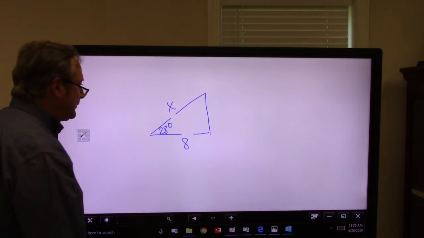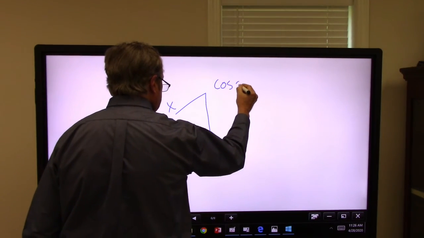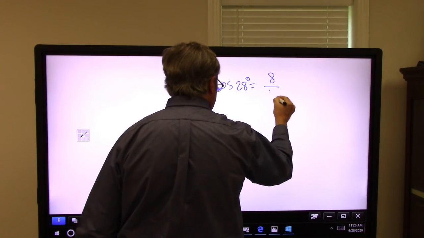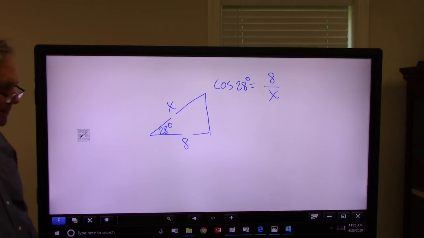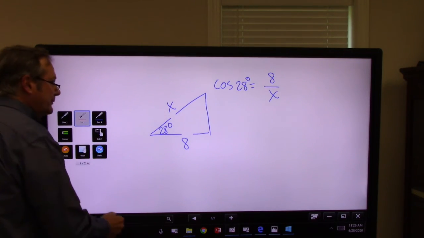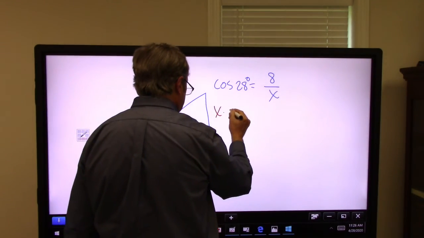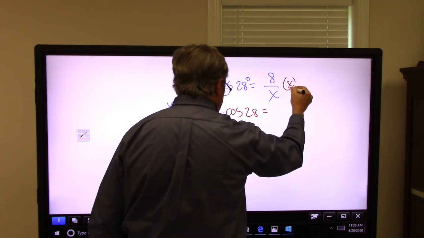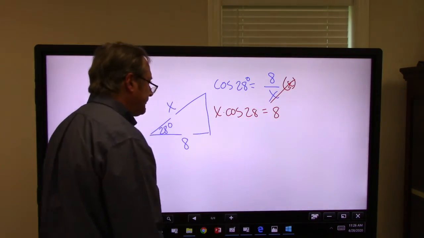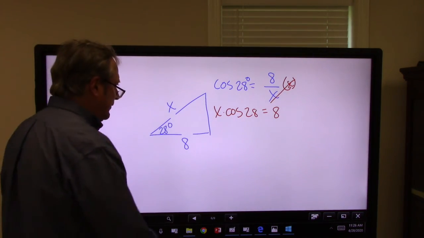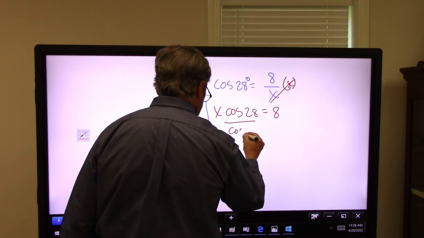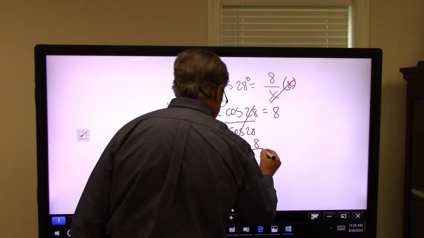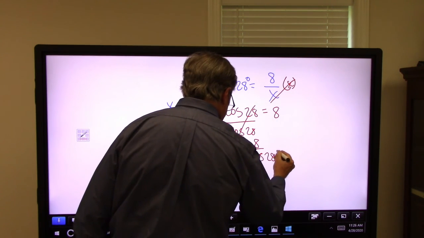Okay, so we're going to do cosine of 28 degrees is equal to adjacent over the hypotenuse. Now, similarly to last time, we've got to multiply both sides by x. And those x's cancel out, so you get 8 over here. Now, to get this x by itself, we have to divide both sides by the cosine of 28. That's just a number. And so we'll have x is equal to 8 over cosine 28.